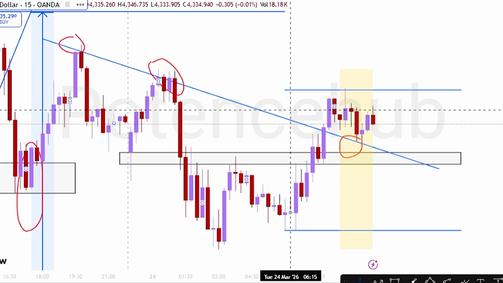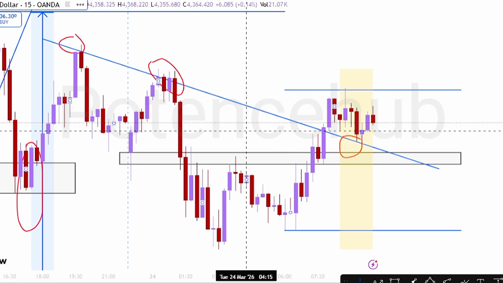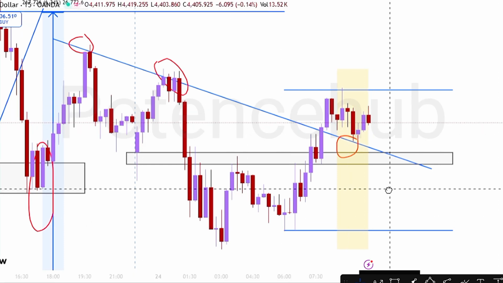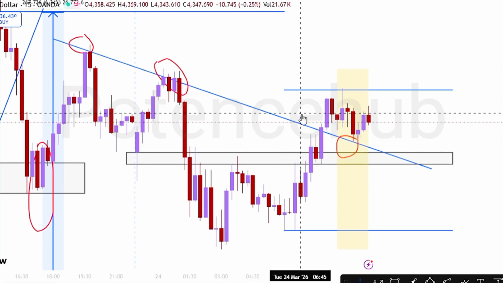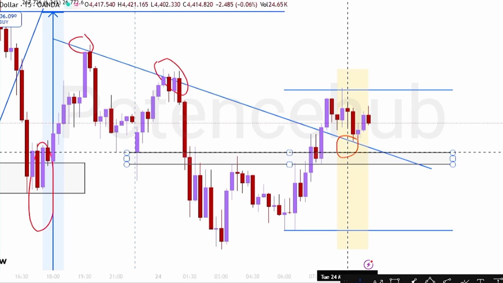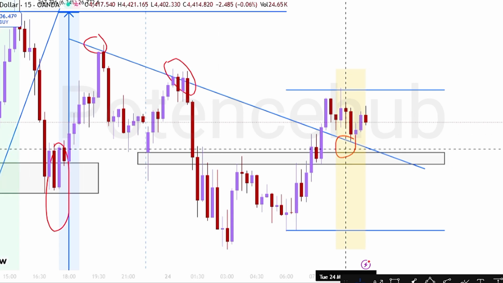Now I want you to pay another close attention. There's another zone here, as you can see right here. This very region where I'm indicating with a rectangle is another solid zone. Now if you watch, each time price gets to that zone, there is a reaction. Each time price gets to that particular region, there is a reaction. So with this, we've been able to know that here is actually a zone.